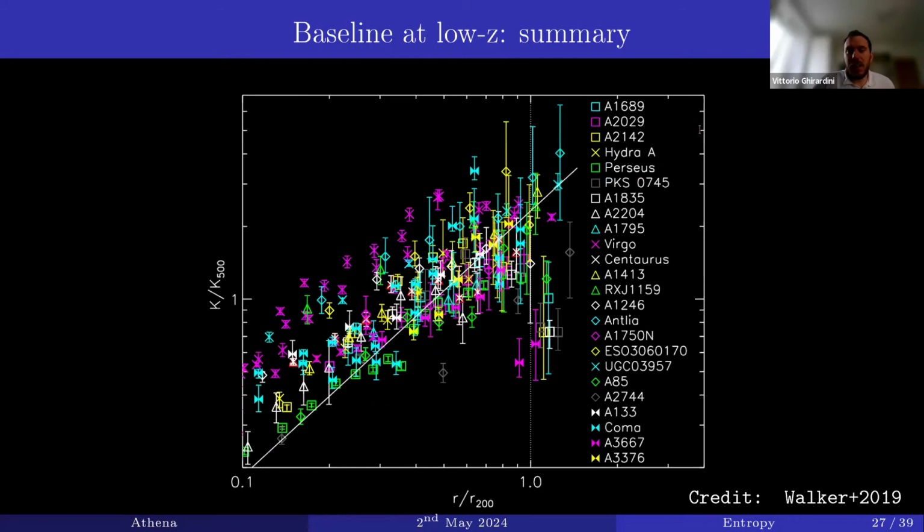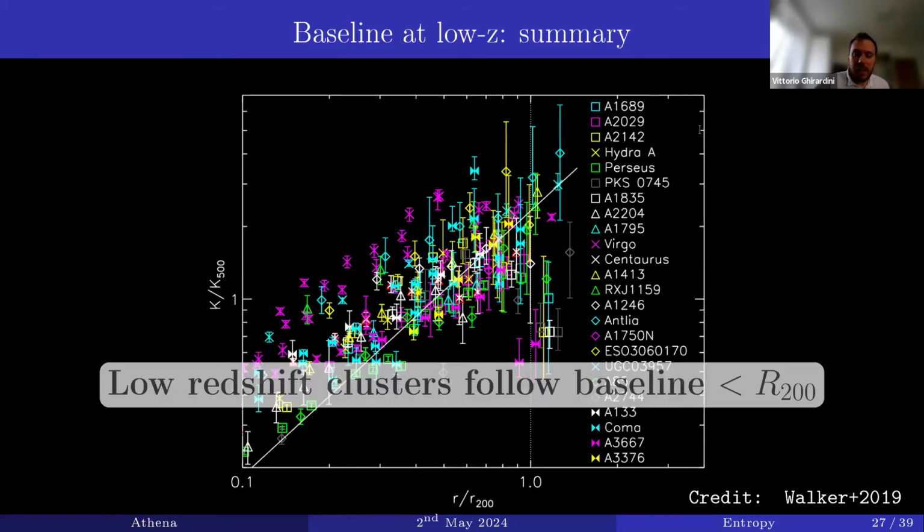And also in a recent review by Walker et al. 2019, when they compiled the list of clusters for which R200 was achievable, either by combination of Planck SZ and X-ray, or Suzaku, it was shown that overall the low redshift clusters follow the general baseline up to at least R200. There might be some differences just a bit above R200, but we don't know yet, there is probably some uncertainty in the measurement. But within R200, we can really see that all of the profiles, although there is some scatter, of course, as in all measurements, follow nicely this baseline gravity-only prediction.